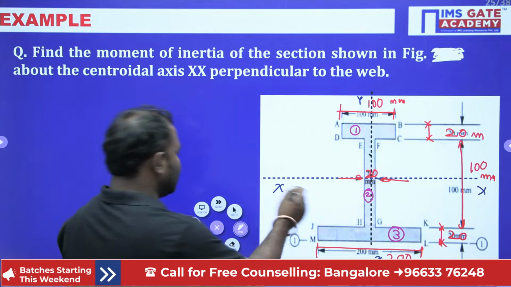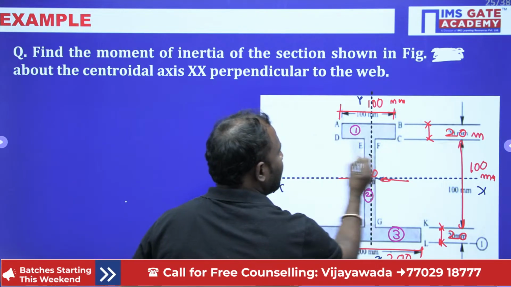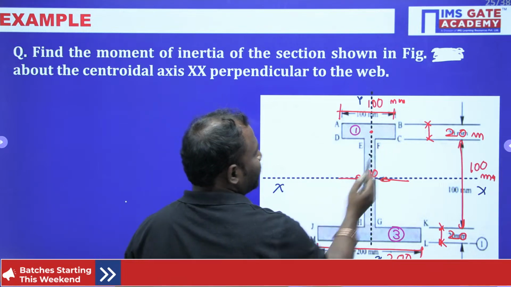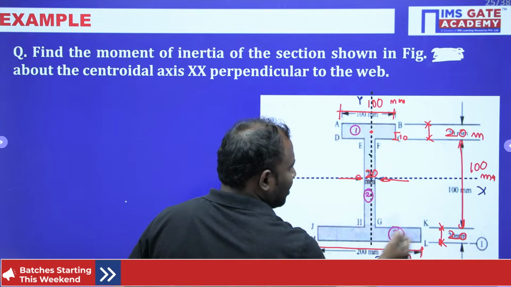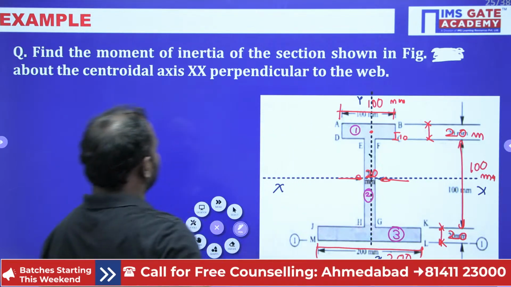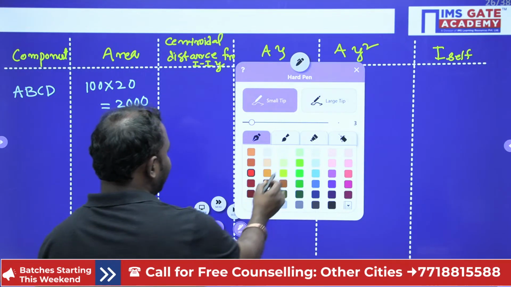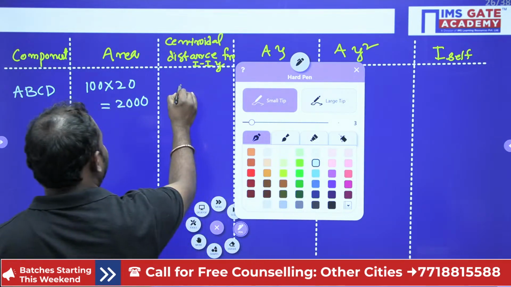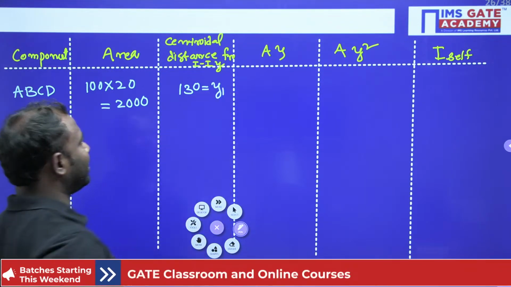So, here is the centroidal of the first part, the ABCD part. This is the ABCD part and its centroidal is here. Now, this distance is exactly 10. So, 10 plus 100 plus 10, it is going to be 130, right? Now, the centroidal distance y1 is equal to 130, right?